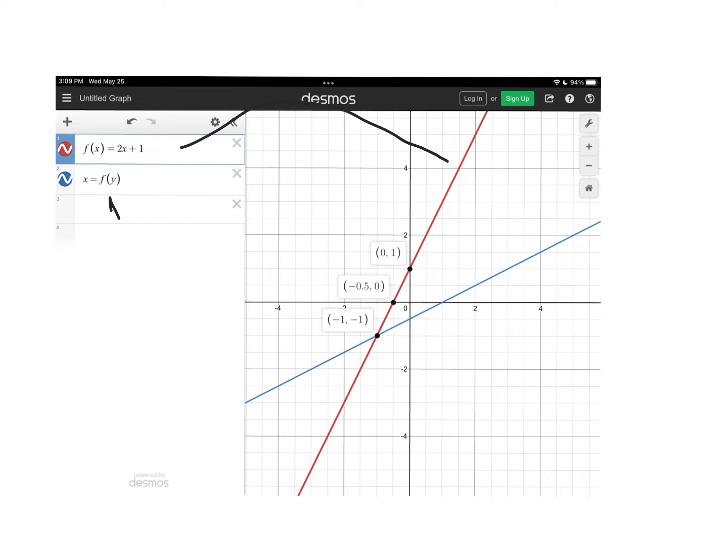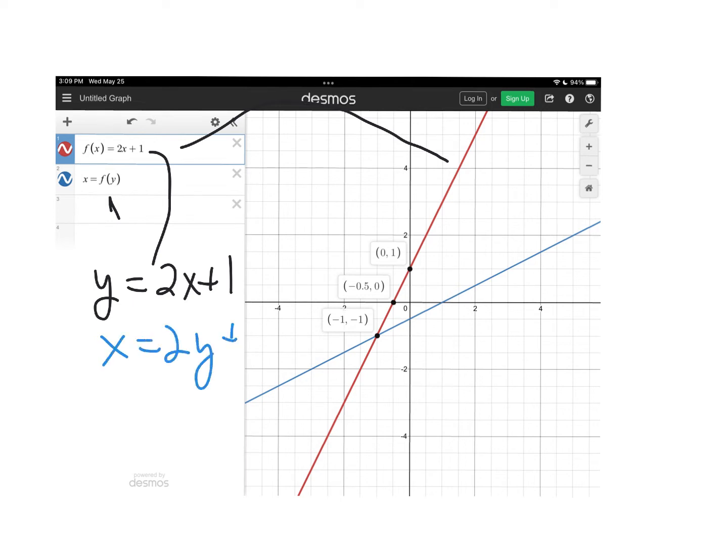So if this is the original function, I can rewrite f of x as y. So y equals 2x plus 1. Then to find the inverse, we remember the inverse function undoes the old function. So I'm going to switch x and y. I'm going to write this in blue ink, and you'll see why in a minute. So x equals 2y plus 1.